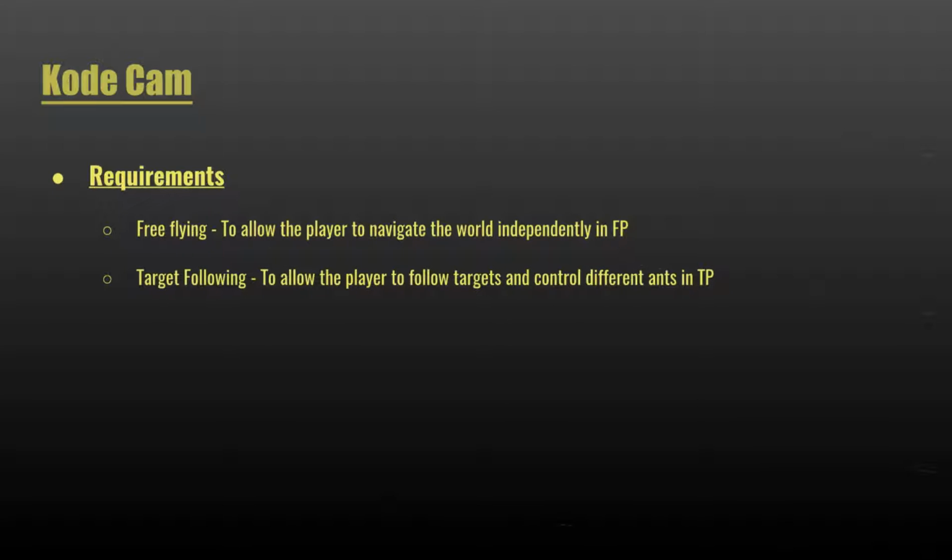So, for my Kode Cam, I knew I was going to need it to be able to fly free, to allow the player to navigate around the world independently, kind of in a first-person view. I also was going to need to be able to target different objects to follow them around. Even if I targeted an ant in its AI state to just watch it roam, or if I wanted to take control of it, in both cases I would need my camera to follow a game object, in a very general sense.